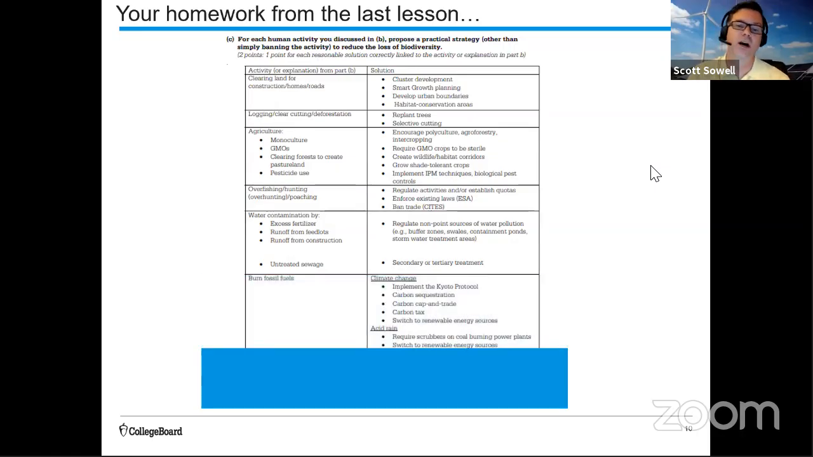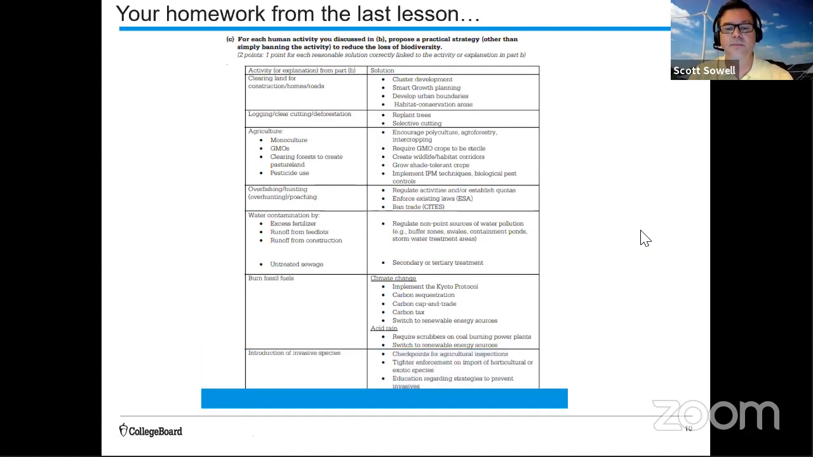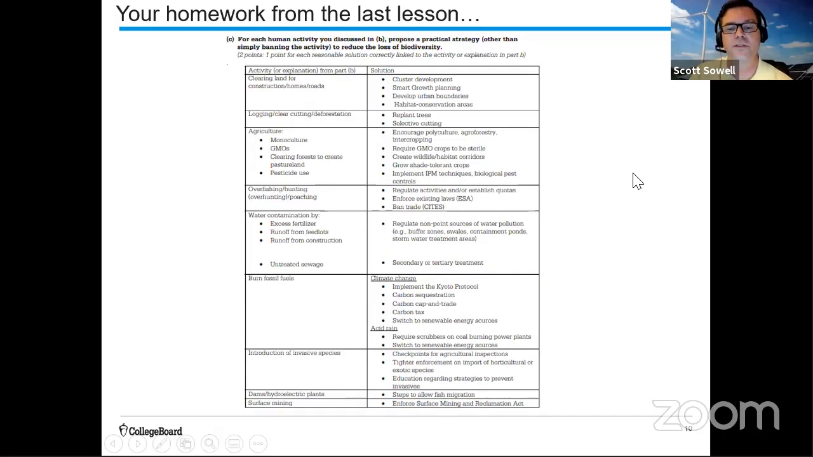Climate change, looking at all the carbon sequestration issues, carbon cap and trade, switching to renewable energy sources, and then clearly for acid rain, stick a scrubber on the smokestack, reduces some of that SOx getting into the air. Invasive species, you can check those with tighter enforcement of what's coming in, and then education, always a great solution. Dams, put in fish ladders, salmon ladders that allow the fish to migrate past the dam. And then for surface mining, you could enforce the Surface Mining Control and Reclamation Act, the SMCRA.